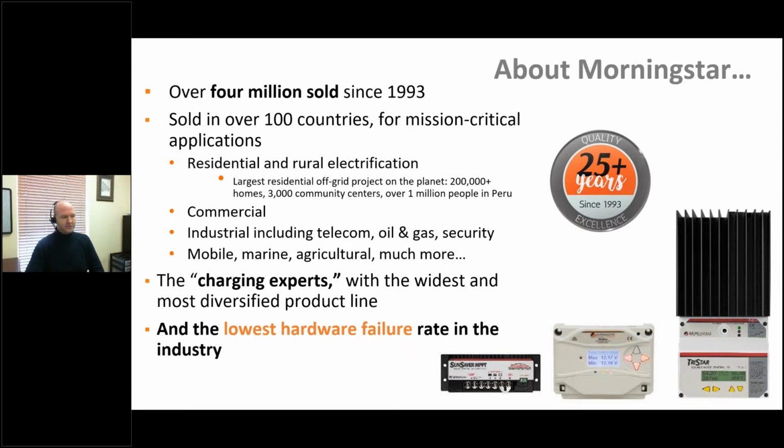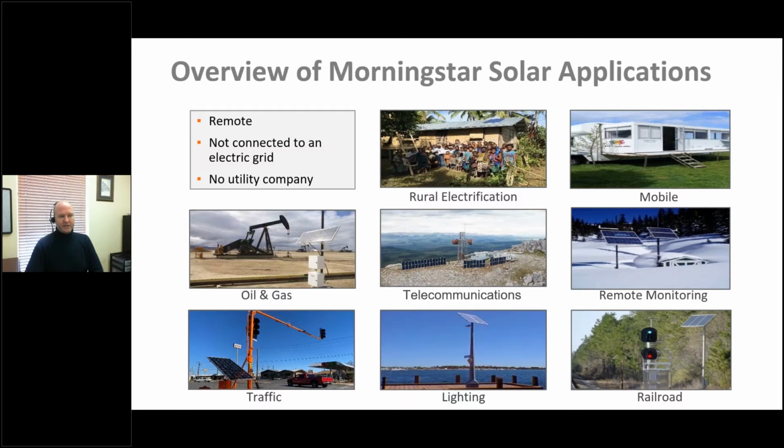So lots of opportunities. Morningstar thinks of ourselves as the charging experts, and we've got a very wide and diverse product line that covers a lot of needs. You'll find that a lot of our products are very application specific. They cover these applications, and the feature set that they actually have is really unique for what that usage is. For instance, dual battery charging for RVs, or communications protocols for telecom, or in the case of lighting systems, built-in lighting control. So you can see some of the many solar applications here that Morningstar supports, both home and industrial.